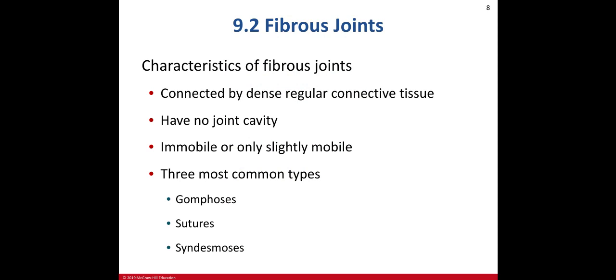Let's start with our fibrous joints. What do we have going on there? They're connected by dense regular connective tissue. They do not have a joint cavity. They are immobile or only slightly movable. And there are three types of fibrous joints. We have our gomphoses, sutures, and syndesmoses.